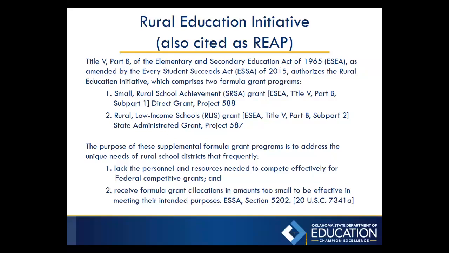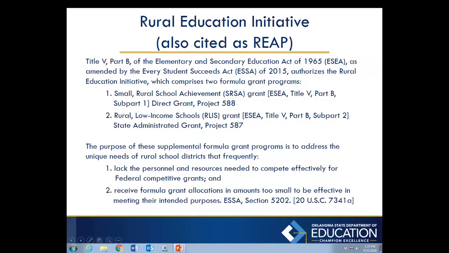So the purpose of the Rural Education Initiative, the purpose of these supplemental formula grant programs, is to address the unique needs of rural school districts that frequently lack the personnel and resources needed to compete effectively for federal competitive grants and receive formula grant allocations in amounts too small to be effective in meeting their intended purposes.